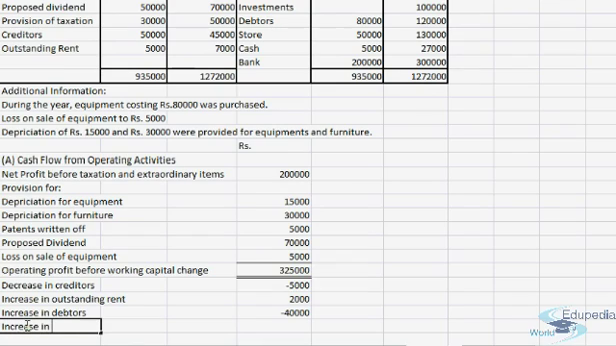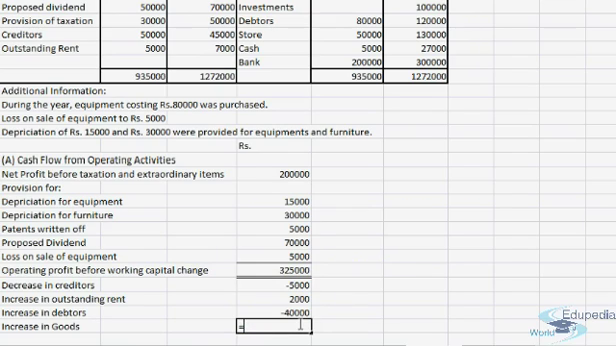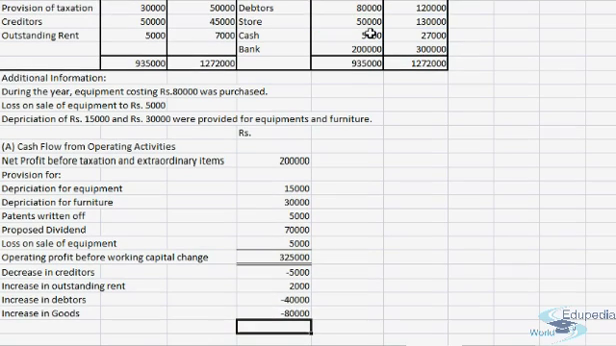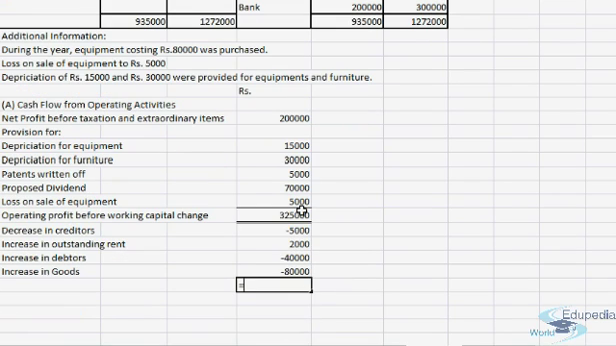Increase in goods, what we have here in stores. So we'll write this one. And we'll have a negative sign for this also, because any increase in current asset means the cash has been stuck with that particular element. So increase in goods. Now we'll calculate all these, incorporating all these elements.